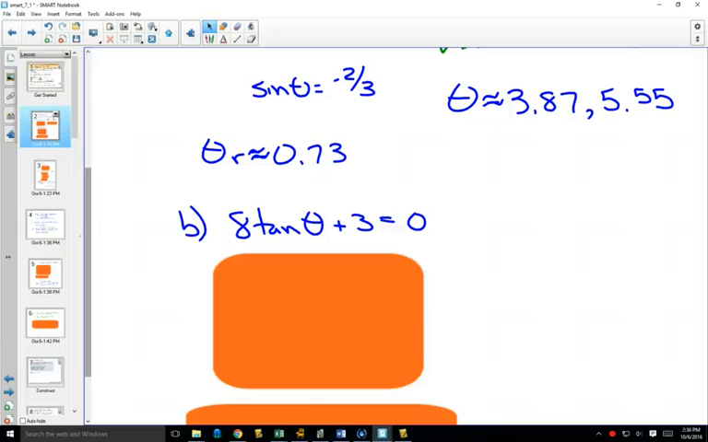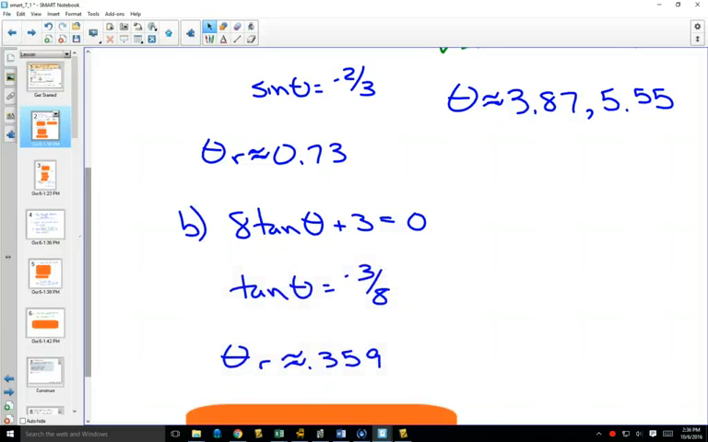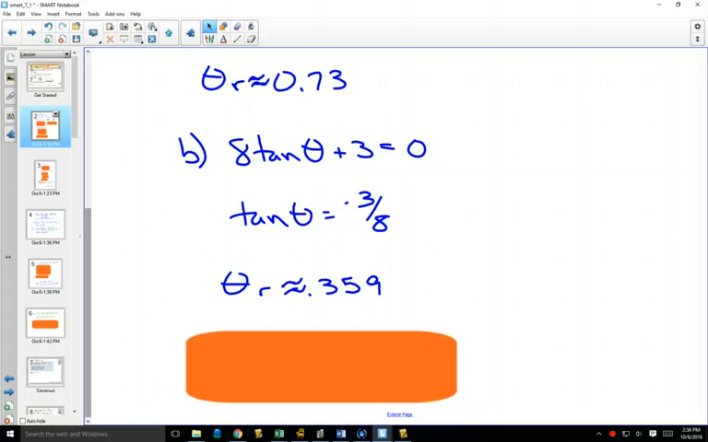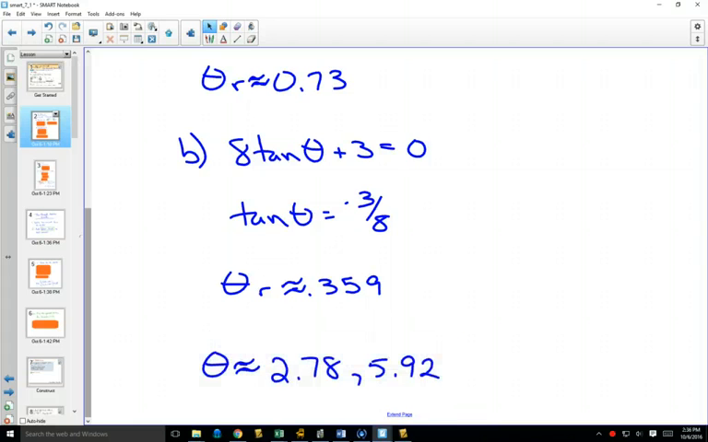So for our second example, again, we can get tan by itself, which is negative 3/8. Find our reference angle by doing tan inverse of positive 3/8. And then tan is negative in quadrants 2 and 4. So those are your two answers that you would get.